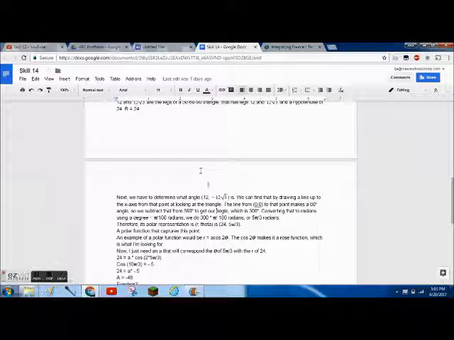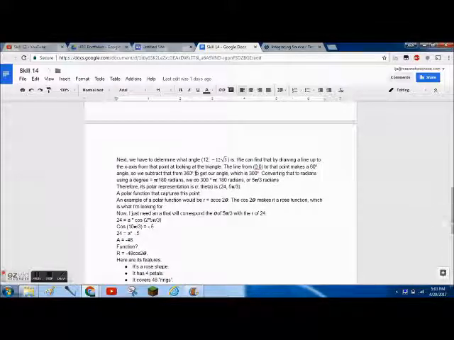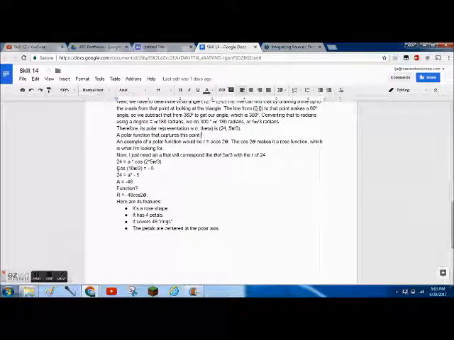be 300 degrees. Converting that to radians using the fact that a degree equals this many radians, we get 5 pi over 3 radians. Therefore, its polar representation of r, theta is 24, 5 pi over 3.